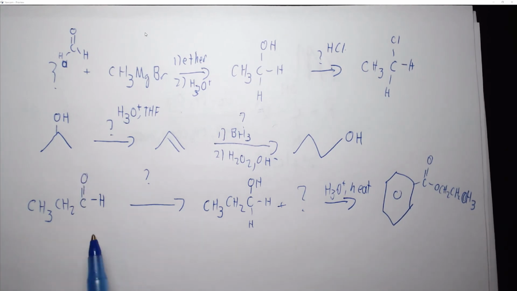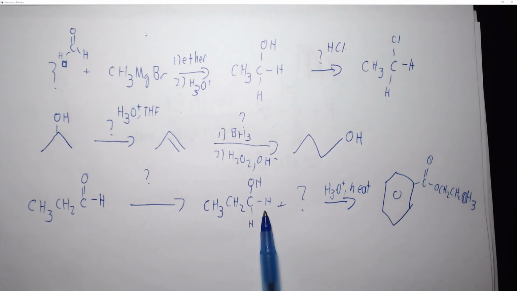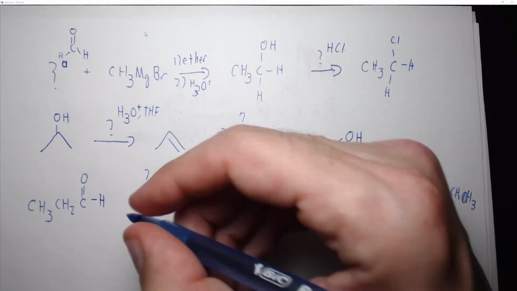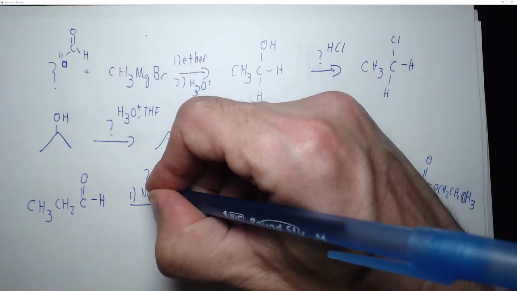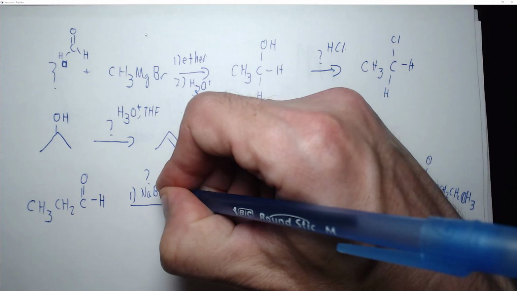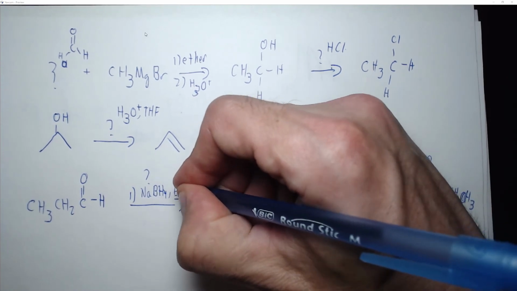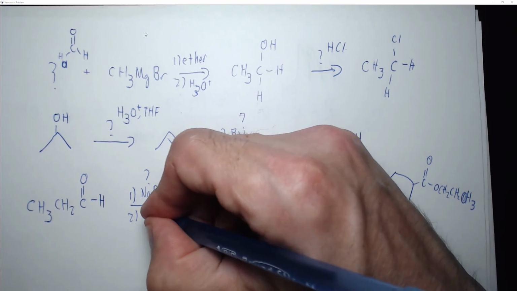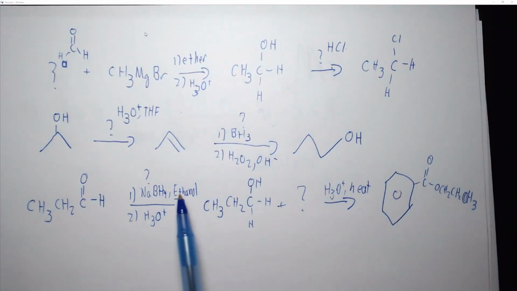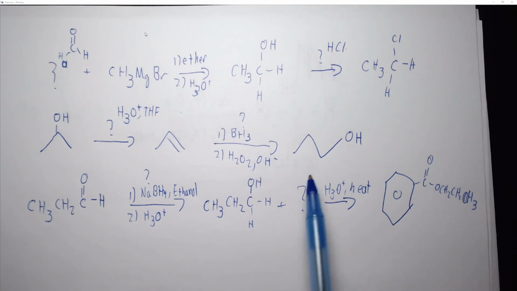So how do we turn an aldehyde into an alcohol? We're going to do a reduction. And the reducing agent that I'm going to use is NaBH4 in ethanol, followed by H3O+. Now, it wouldn't be wrong to use lithium aluminum hydride and ether to do this reduction, but I'm going to use this example.